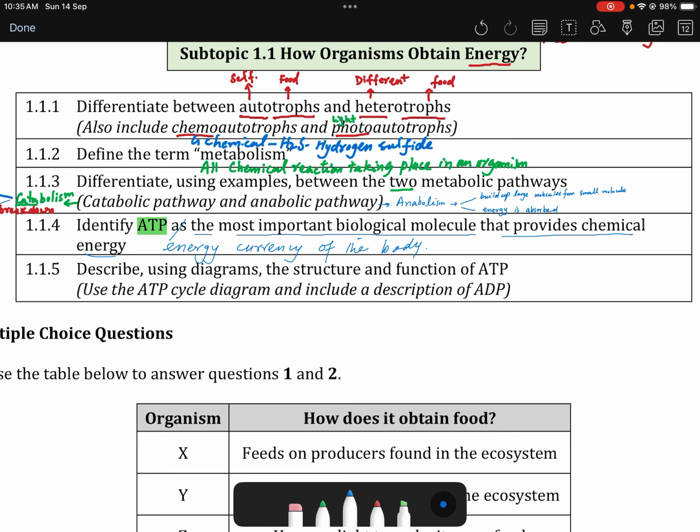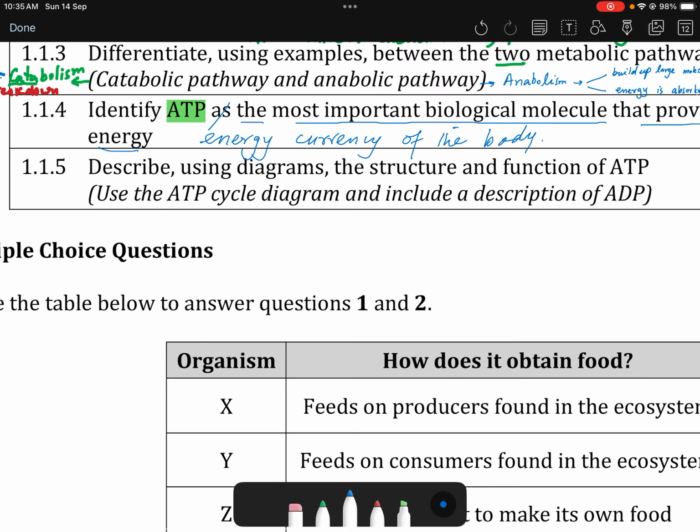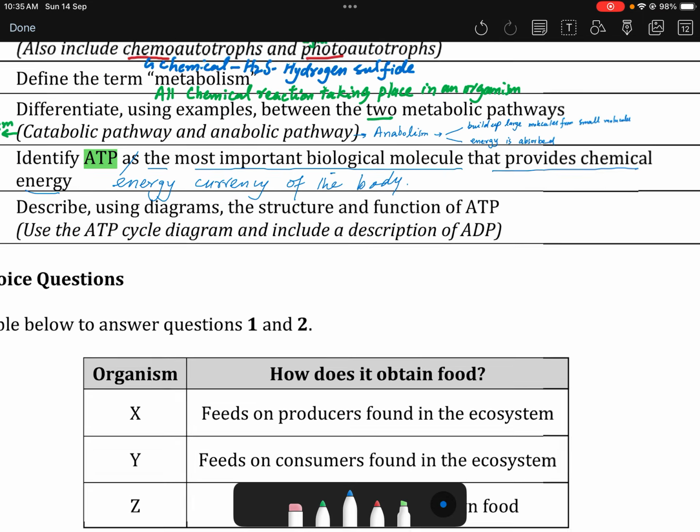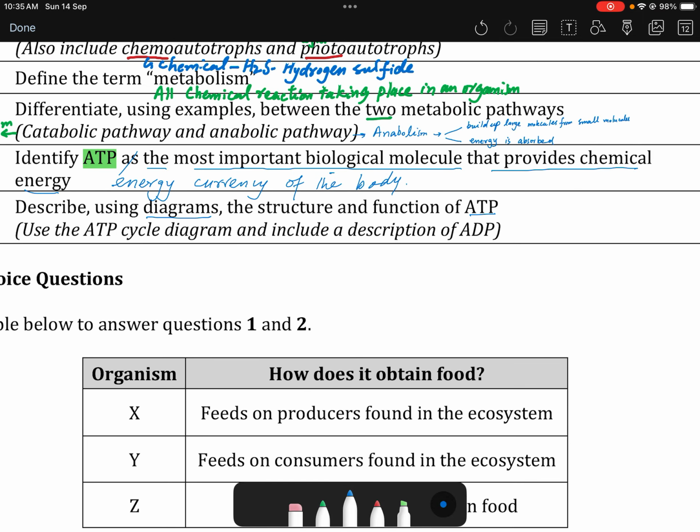Now moving to the next one, describe using diagrams the structure and function of ATP. So we should use diagrams. Simple: we need to see the structure and function of ATP. First of all, we will do structure. It has three major components: a 5 carbon ring, and then we have phosphate, and we have phosphate, and then on this side we have A. This can be a single ring or double ring; this is a nucleotide, but this is of course a double ring one. So here we have three major components. Number one, it's a ribose.